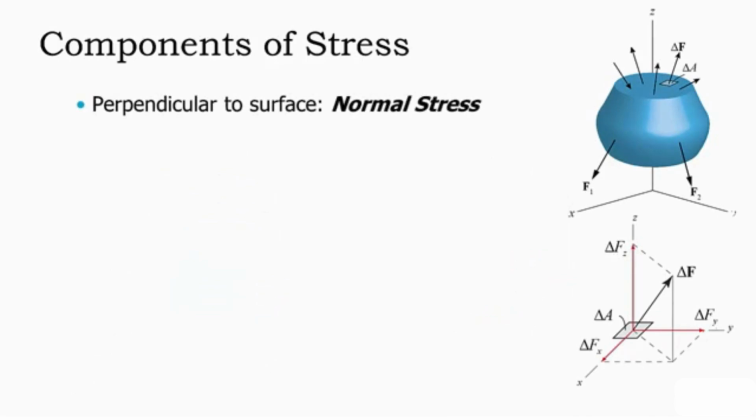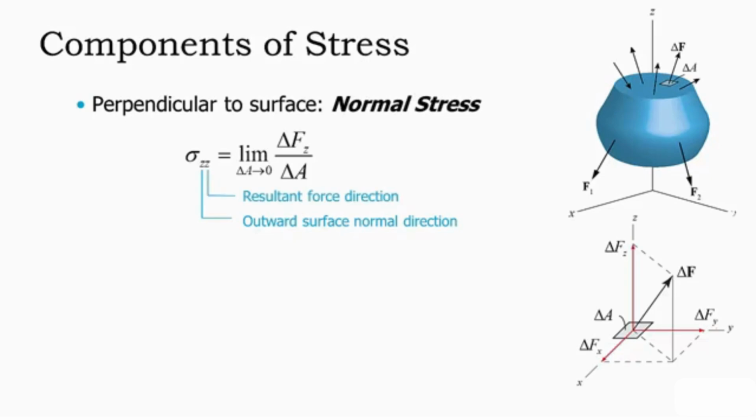If we look perpendicular to the surface, we can define a normal stress. And that normal stress is the limit of the resultant component of force, delta Fz, divided by the area, delta A, in the limit as delta A approaches zero. We will call this stress sigma zz. The first subscript in this labeling refers to the outward surface normal direction. So the normal vector for our surface delta A points in the z direction.